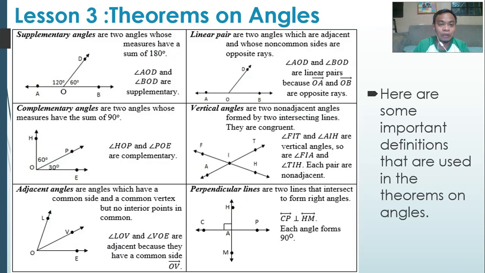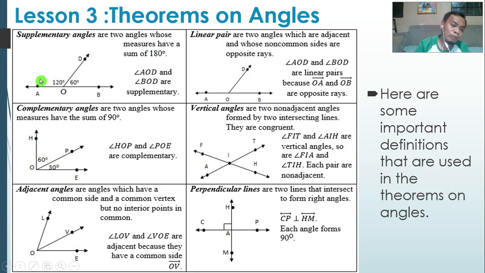Then for lesson 3, we have theorems on angles. Here are some important definitions that are used in the theorems on angles. We have supplementary angles. Supplementary angles are two angles whose measures have a sum of 180 degrees.